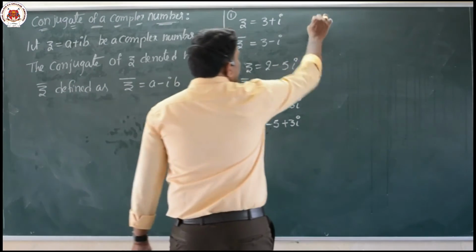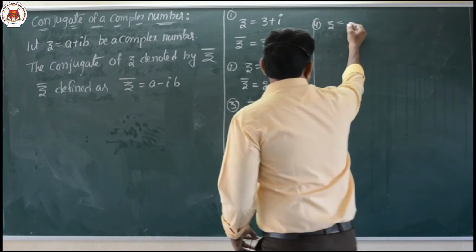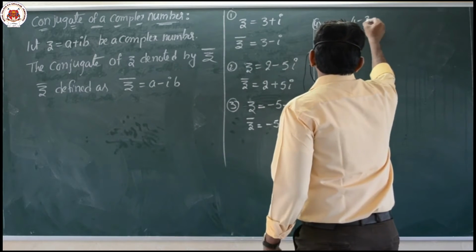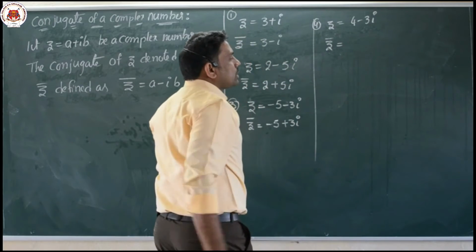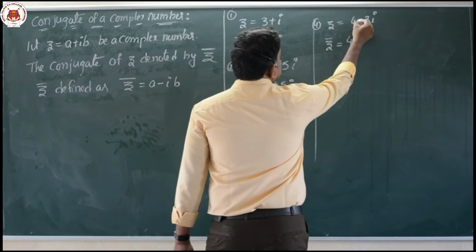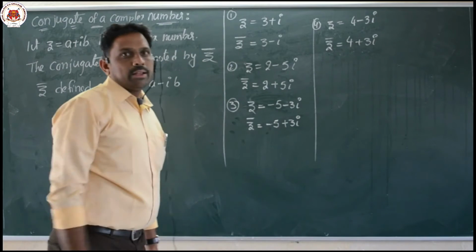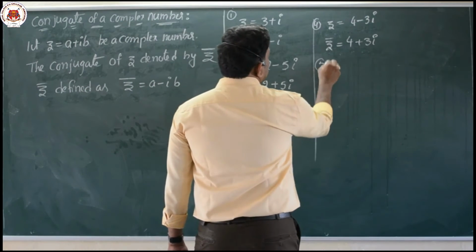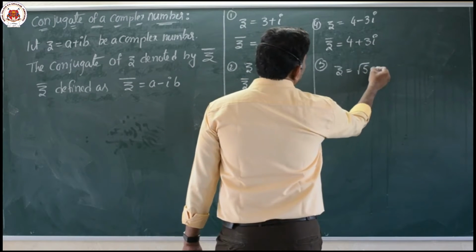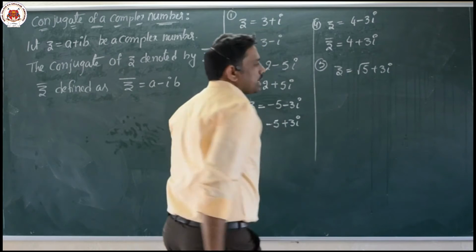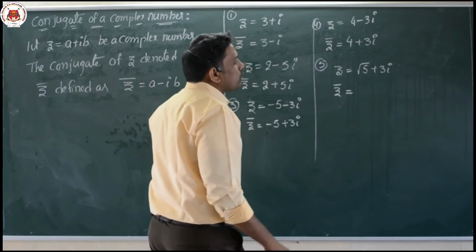And one more example: z equal to 4 minus 3i. Then the conjugate of this complex number is 4 as it is. Here negative sign is there, you change it, it is converted to plus 3i. Now one more example we will take. Suppose one complex number is root 5 plus 3i. Then its conjugate, z bar, is the conjugate of this complex number.